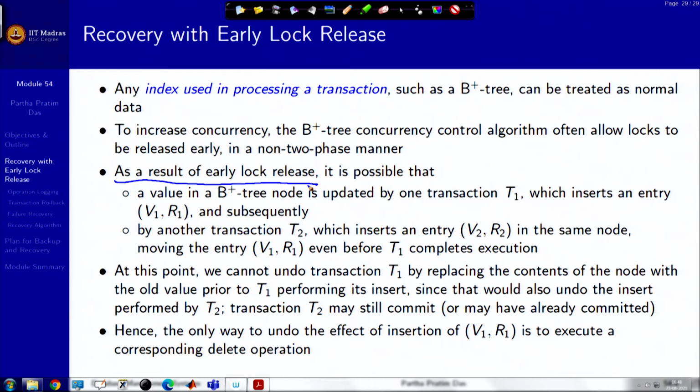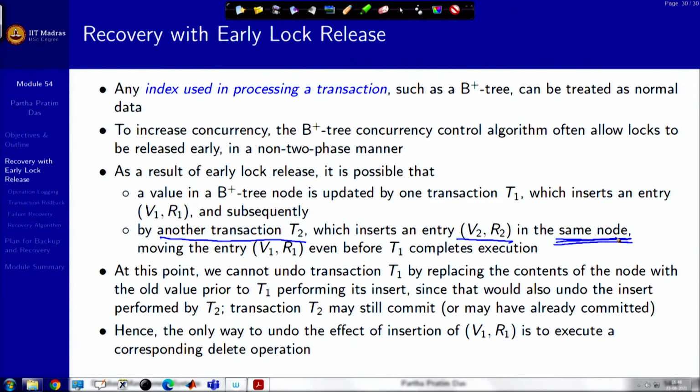Now, what is possible? A value in a B plus tree node is updated by one transaction T 1, which enters an entry V 1 R 1. We are just taking the case of index B trees, B plus trees. So, it is inserting an entry value 1 reference 1. Right. Now, at that time naturally you needed a low level lock, but due to early release, that lock is released. So, another transaction T 2 inserts V 2 R 2 in the same node.